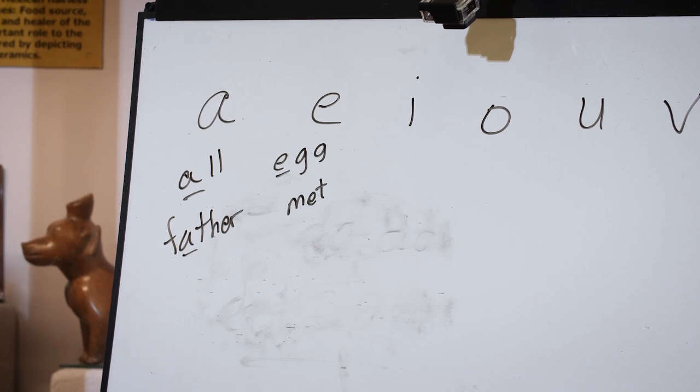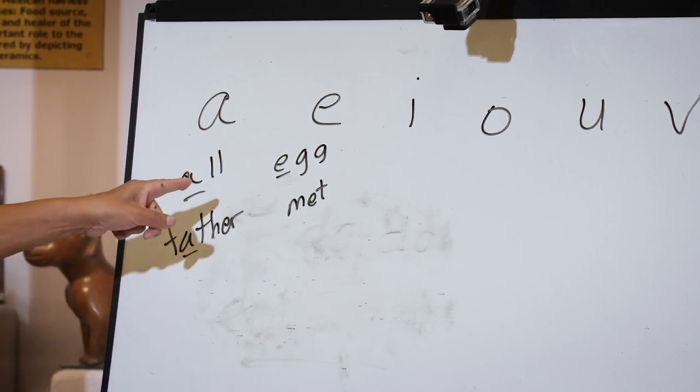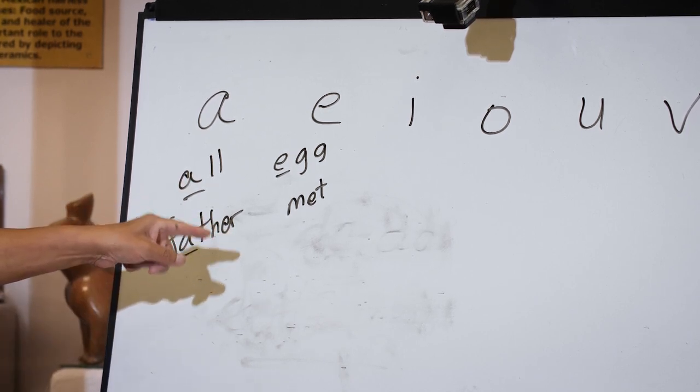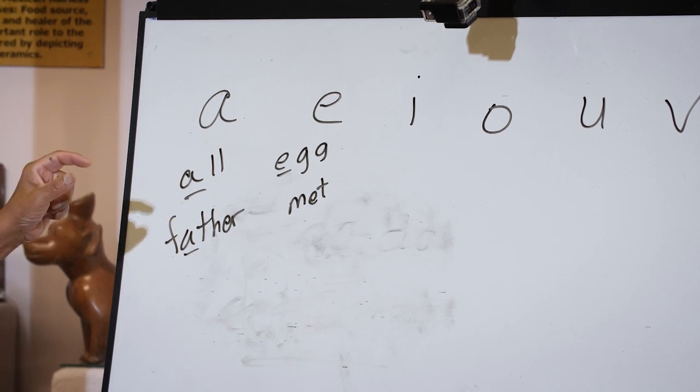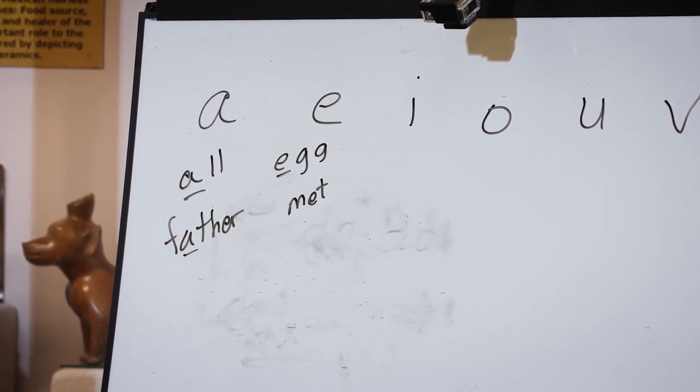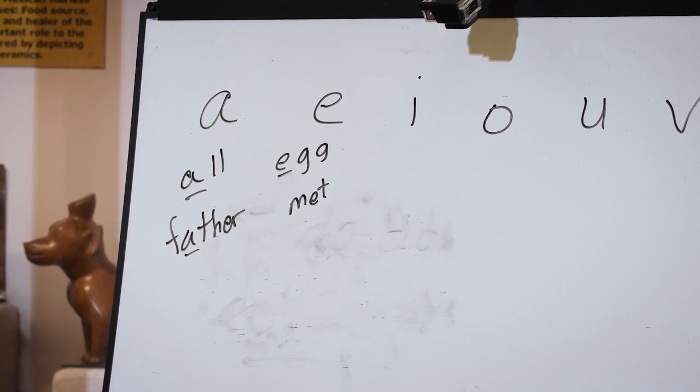Then the A can sound like egg or mat. A, not E, A. Remember a while ago I said edgy? I spelled it with the E-T-S-I, A.